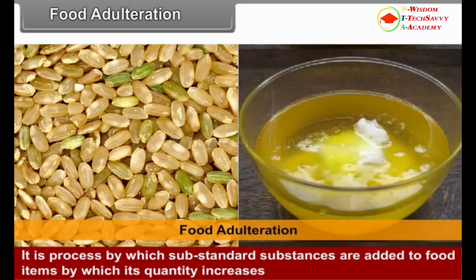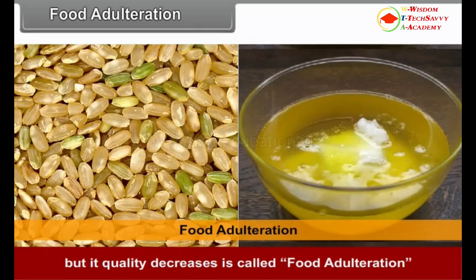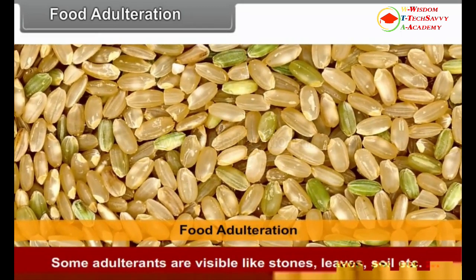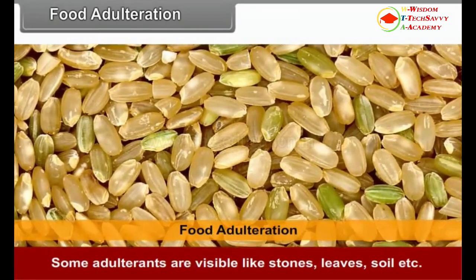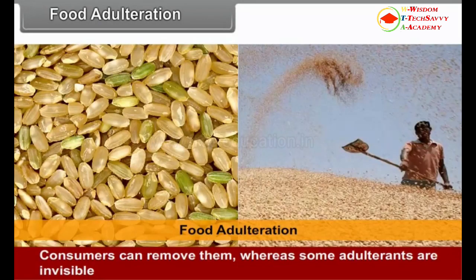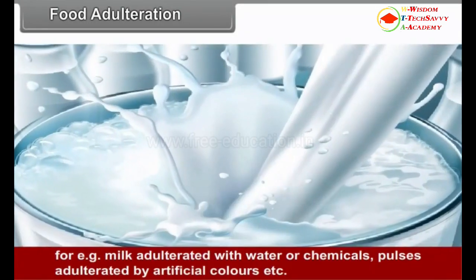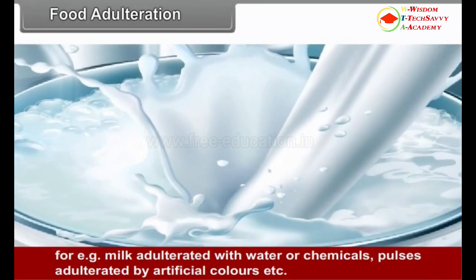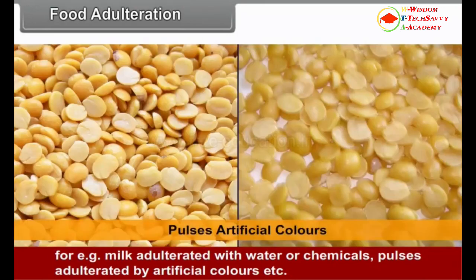Food adulteration. It is a process by which substandard substances are added to food items, by which its quantity increases but its quality decreases, is called food adulteration. Some adulterants are visible, like stones, leaves, soil, etc. Consumers can remove them, whereas some adulterants are invisible. For example, milk adulterated with water or chemicals, pulses adulterated by artificial colors, etc.